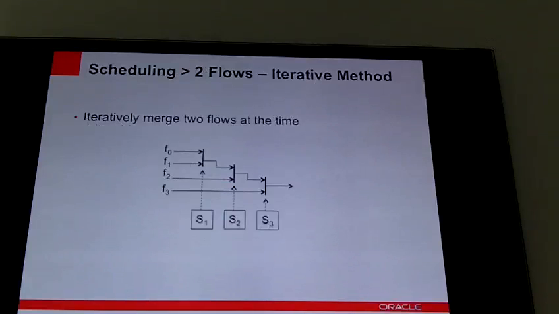Now, I'm going to talk about how we can extend the scheme to more than 2 flows. One method would be to just do what I've shown iteratively. In this example, I'm just iteratively merging flows. I'm using scheduler S1 to merge flows 0 and 1, and then I use S2 to merge the output of S1 with the next flow F2, and so on. The drawback of this method, of course, is that the scheduling time is proportional to the number of flows.